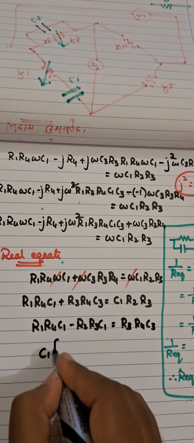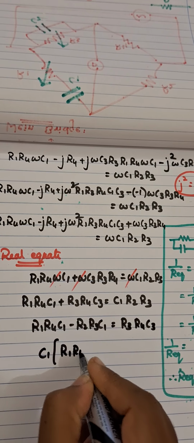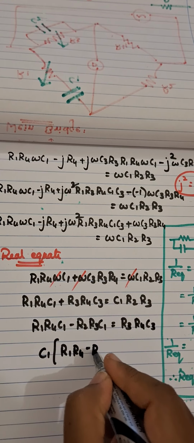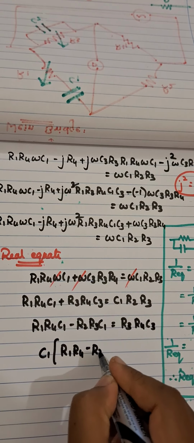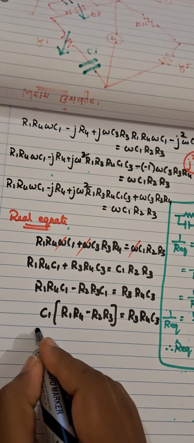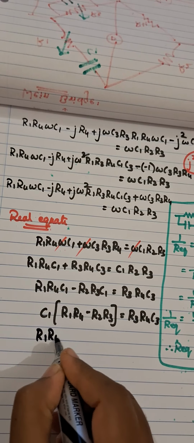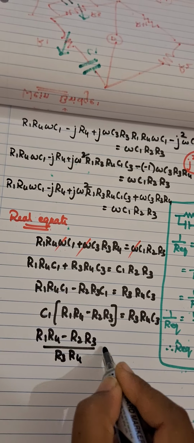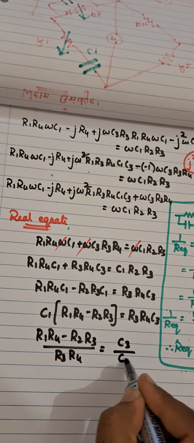Let me take C1 as common. So the equation is C1 times (R1 R4 minus R2 R3), which is equal to R3 R4 C3. Clear? Now this is the equation. So now what can I do? I can send R3 R4 this side and C1 that side. R1 R4 minus R2 R3 divided by R3 R4 is equal to C3 by C1.